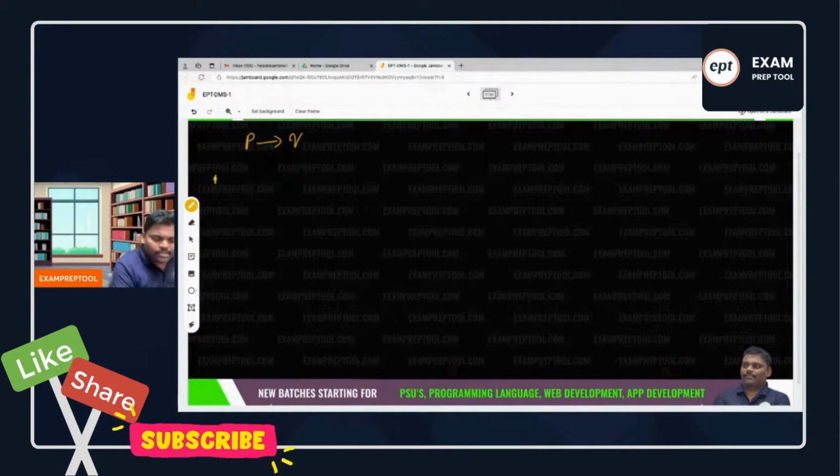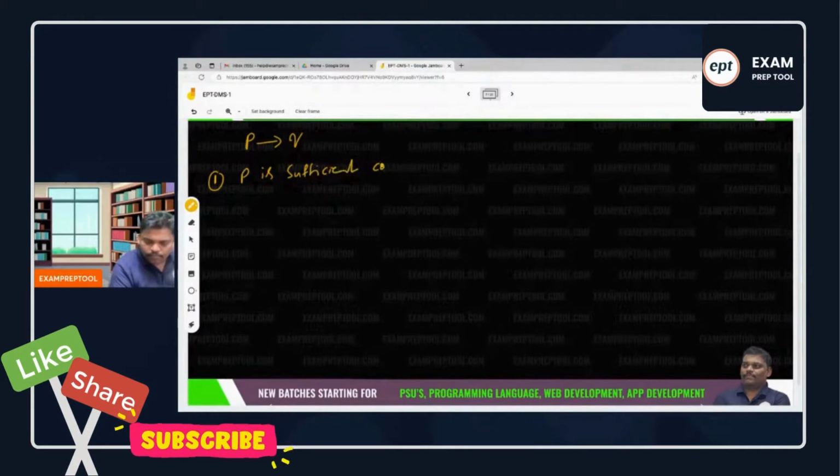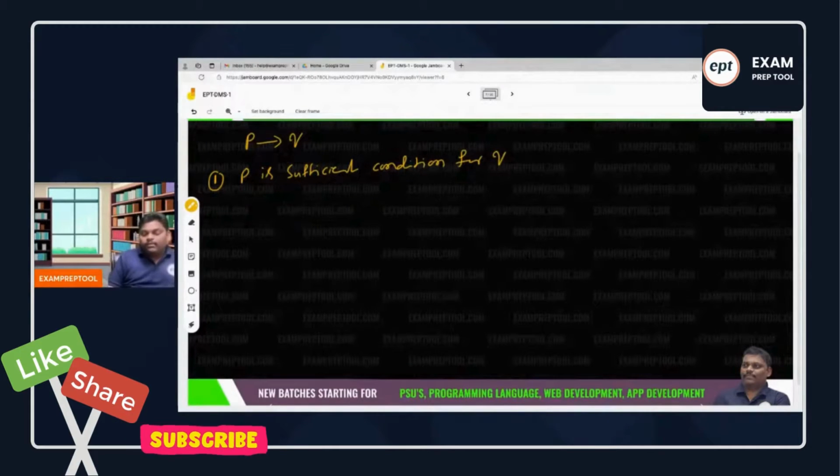There are different ways of saying P implies Q. I am writing the first way. Listen, P implies Q means P is a sufficient condition for Q. Remember, P implies Q means P is a sufficient condition for Q. What is the meaning of this?